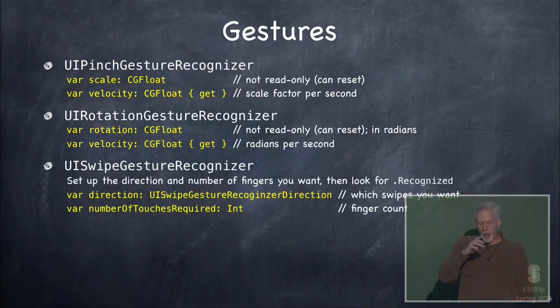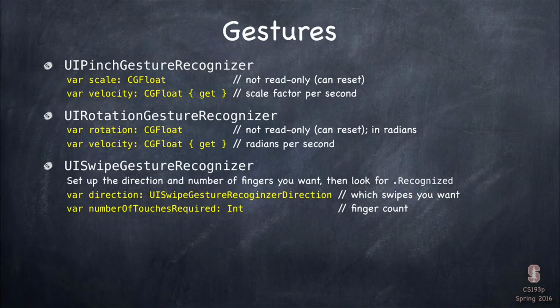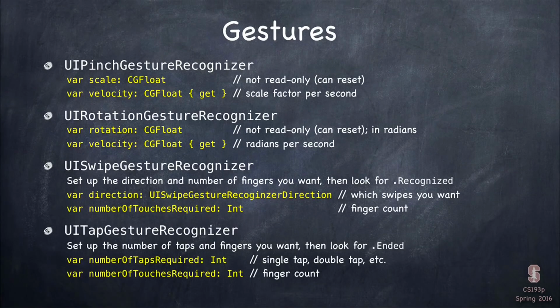Swipe gesture. Okay? The swipe gesture you usually have to configure before you use it. You have to say, do you want a left-going swipe, or right-going swipe, or up or down? Okay? And also 2 fingers swipe, or 1 finger, or 3 fingers. Okay? You have to configure that. Then you add the gesture recognizer, and it'll only recognize it if all those things are true. 2 fingers swipe up. It has to be a 2-finger swipe up, otherwise it doesn't recognize it. Okay? So that's swipe.